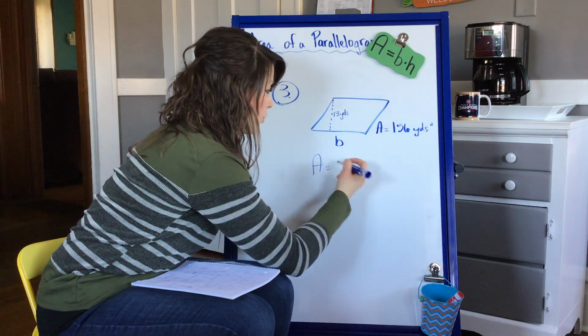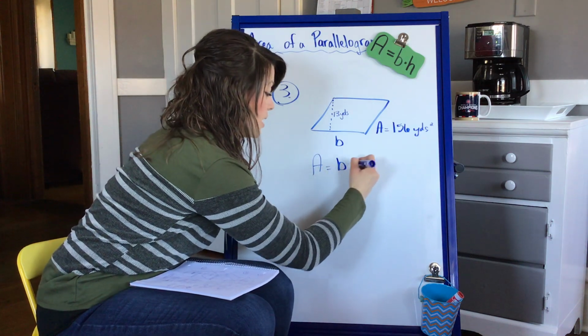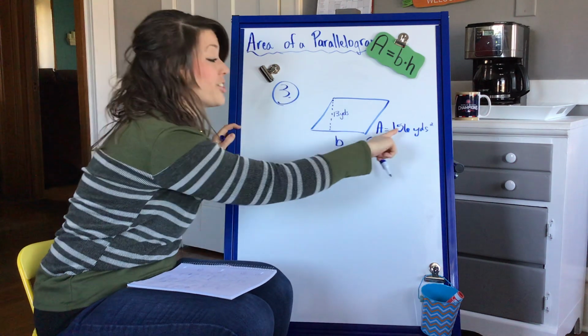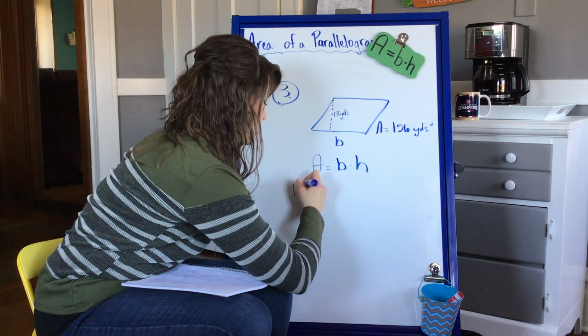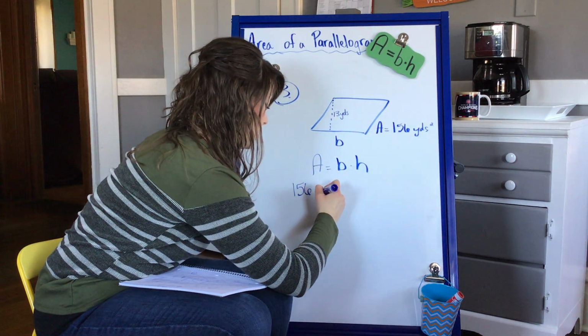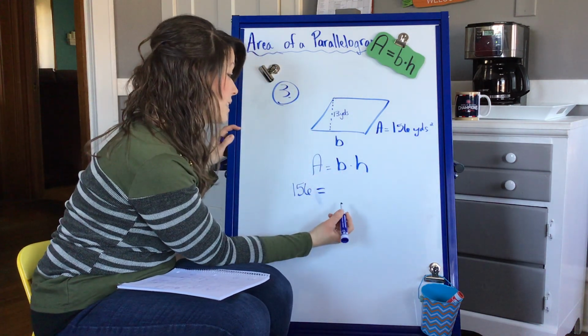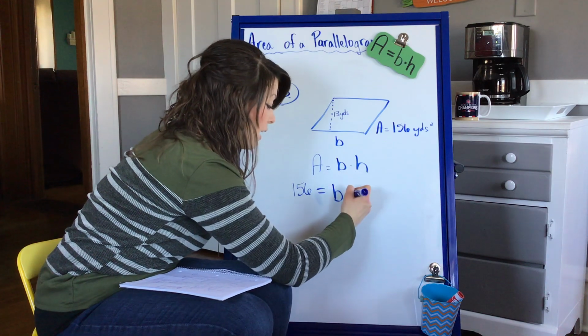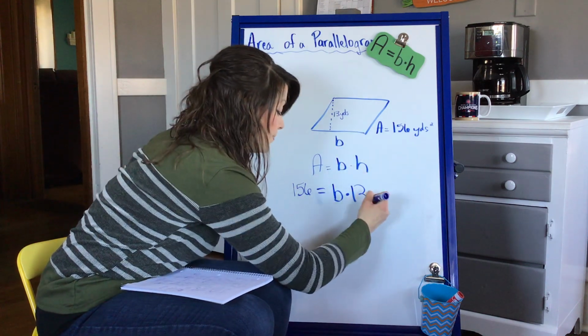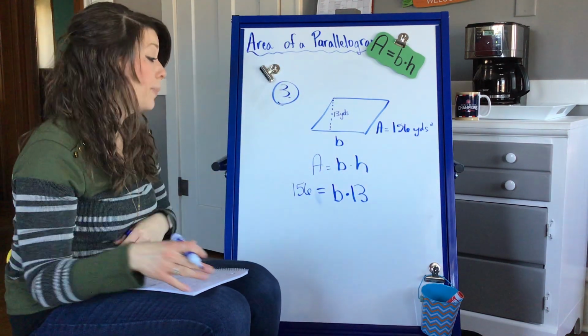So I'm going to start with my original formula. Area equals base times height. So now this one, I actually have the area. So I'm going to plug that in first. 156. And I don't need to use any labels yet. You can if you want, but you don't have to. 156 equals, I do not know my base, so I'm going to leave that. My height is 13. So these are the ones you have to work backwards.